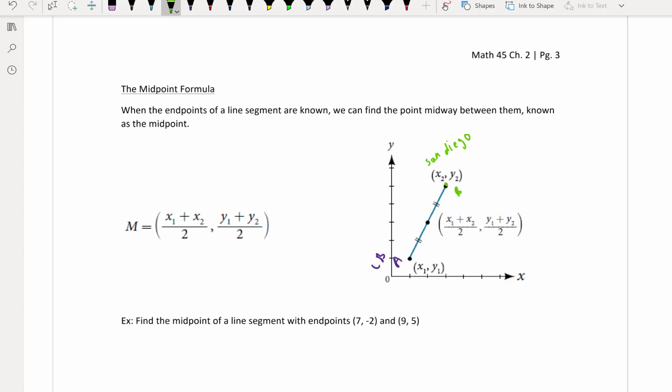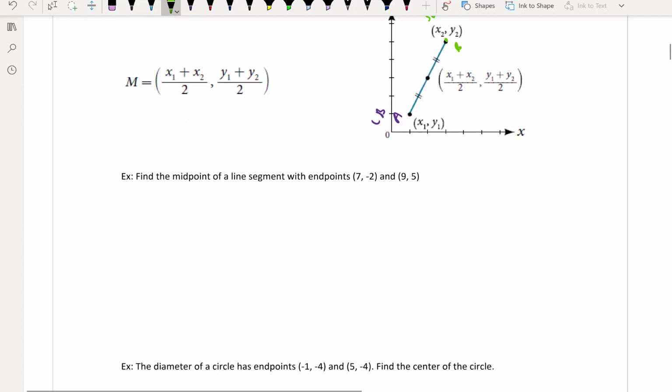What I can do is use the midpoint formula to figure that out. Here is my formula: x1 plus x2 divided by 2. Whenever you're taking an average, you just divide by however many things you are adding. I'm adding two things together, so I divide by 2. I'm adding my two y's together, so I divide by 2. So that tells me that I can calculate my x coordinate, and I'll be able to calculate my y coordinate as well.